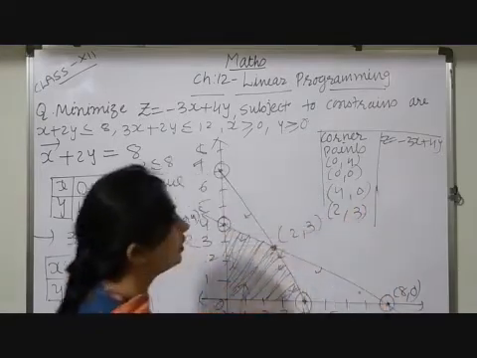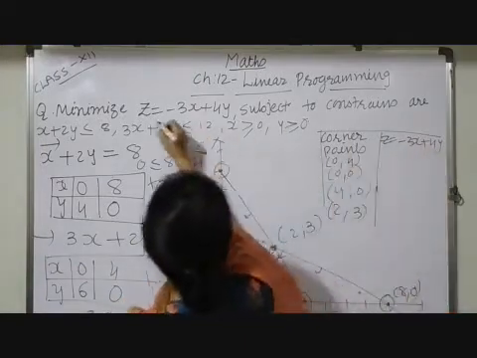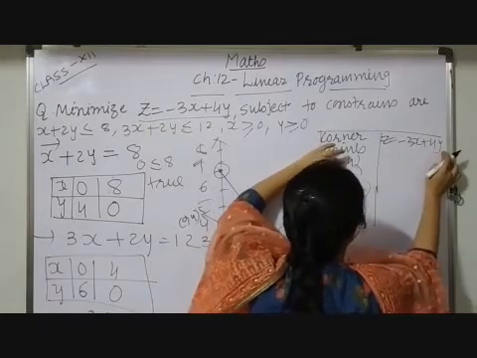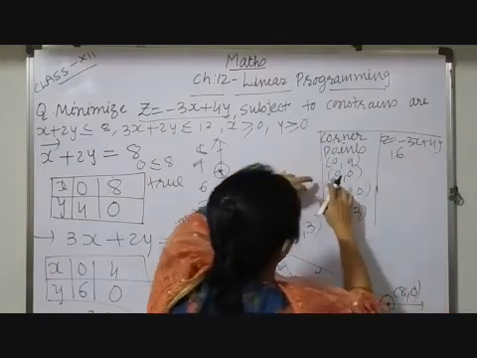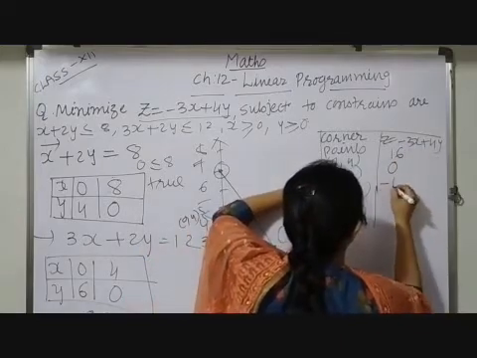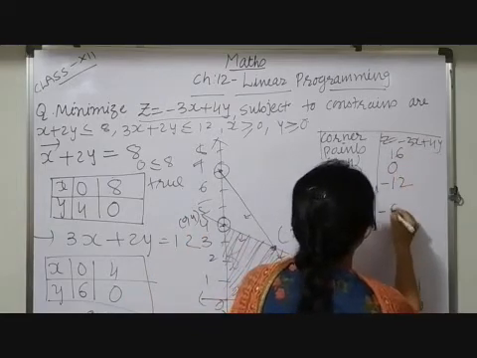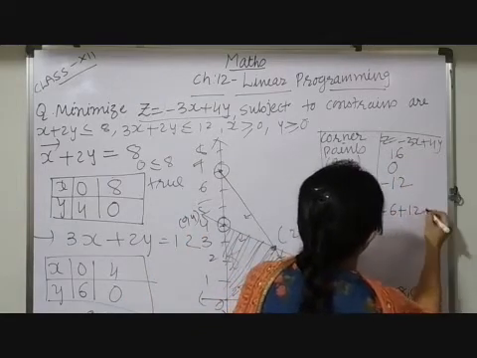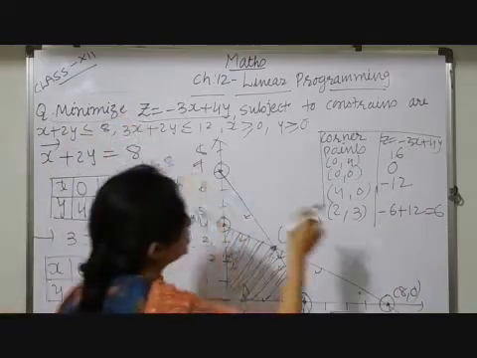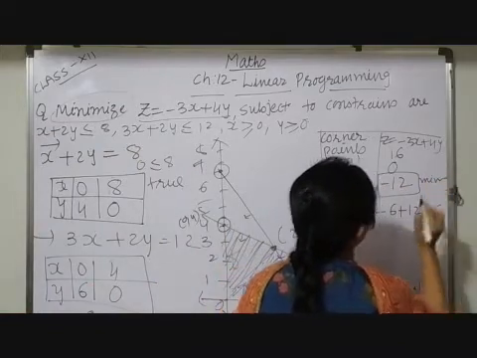Now substitute all these values in our function z = -3x + 4y. At (0, 0) it is 0. At (0, 4), 4 fours are 16. At (4, 0), it is -12. At (2, 3), -3 twos are -6 and 4 threes are 12, so the answer is 6. Now what do you want? Minimize z. So the minimum value is -12.